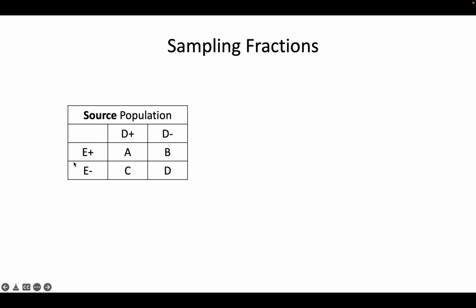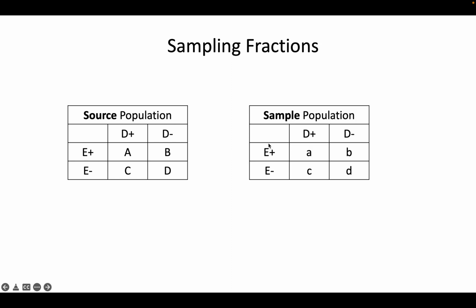You usually take a subset, because the whole purpose is to get some efficiency from just getting a subset of the population. And basically, there is the same A, B, C, D distribution in lowercase, and each one has a corresponding value in the source population, so little a in the sample population and big A in the source population. Sampling fraction is the value in the sample population divided by the value in the source population.